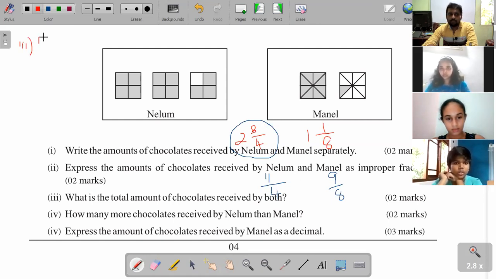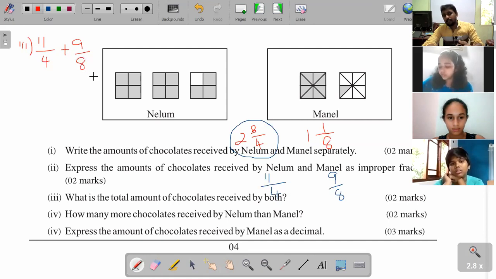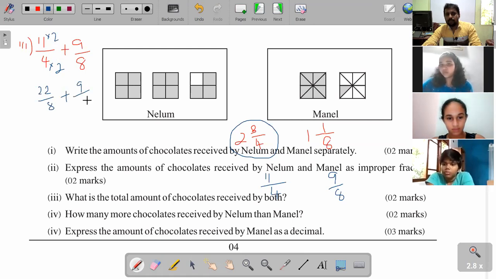Nelum received 11 over 4. Manil received 9 over 8. Those are the two fractions, right? We can't add or subtract fractions with unequal denominators. You have to make them equal. I think you can understand, the denominators are 4 and 8. The first fraction you have to multiply by 2, both numerator and denominator. So 11 times 2, 22 over 8, plus 9 over 8. So what is the answer? 22 plus 9, 31 over 8.